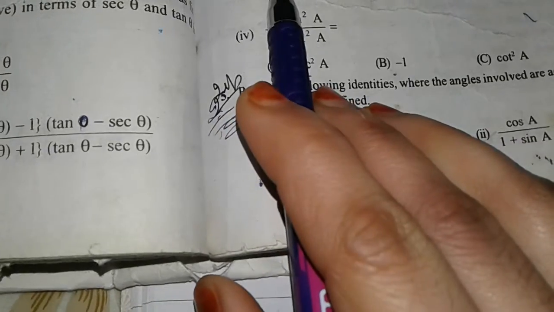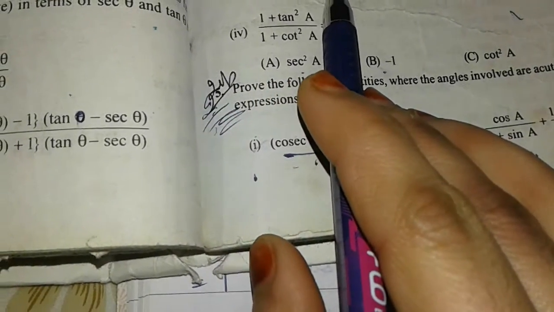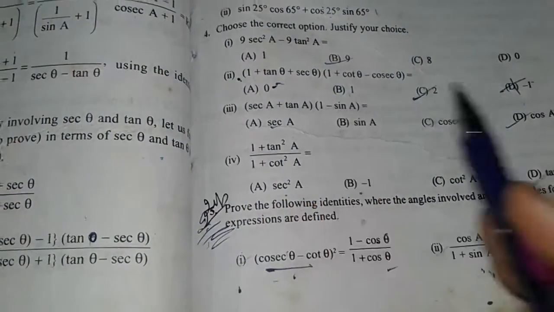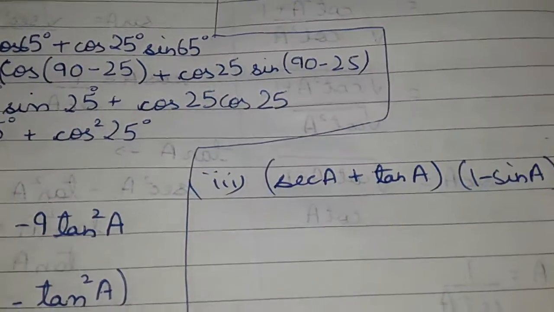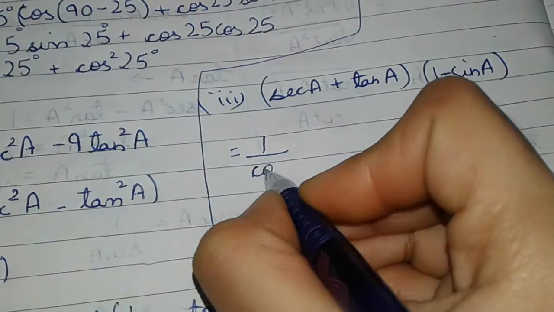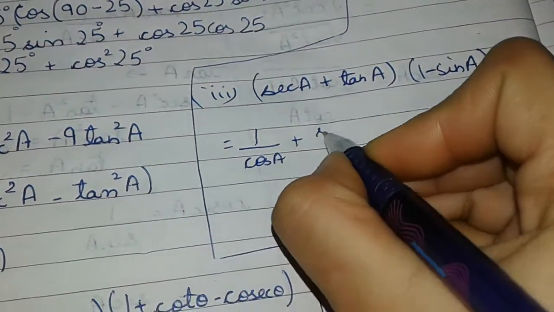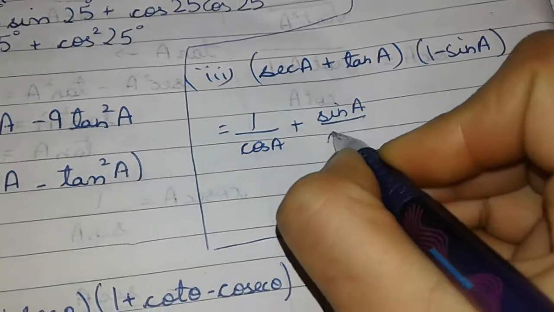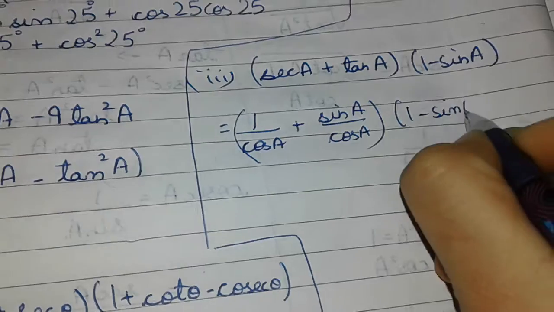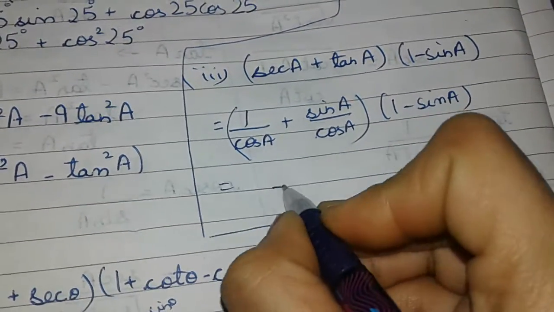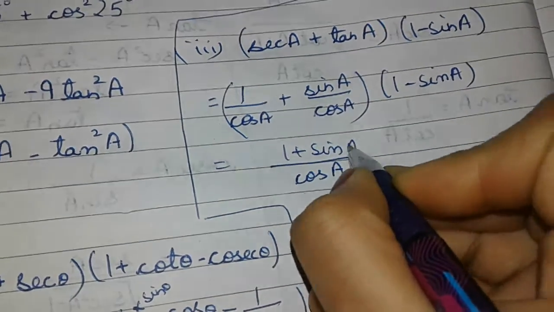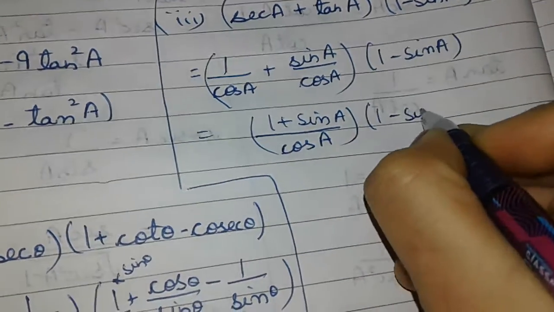Third question, (sec A plus tan A) multiplied by (1 minus sin A). Here is the question. Now sec A can be written as 1 upon cos A and tan A can be written as sin A upon cos A, multiplied by 1 minus sin A. Take the LCM. LCM will be cos A. It will be (1 plus sin A) and (1 minus sin A).